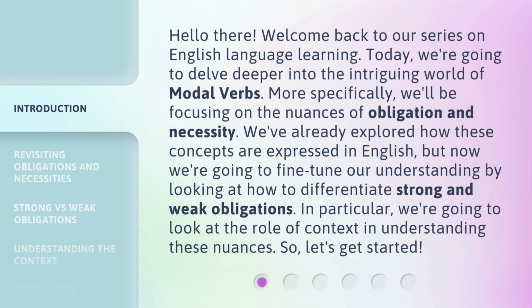Today, we're going to delve deeper into the intriguing world of modal verbs. More specifically, we'll be focusing on the nuances of obligation and necessity. We've already explored how these concepts are expressed in English, but now we're going to fine-tune our understanding by looking at how to differentiate strong and weak obligations. In particular, we're going to look at the role of context in understanding these nuances. So, let's get started.